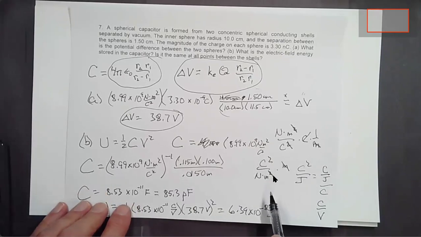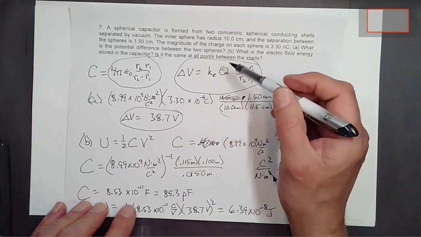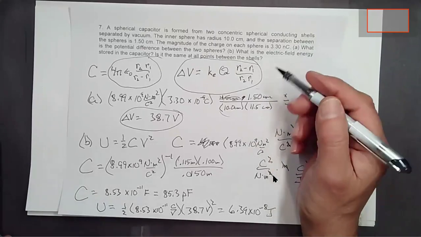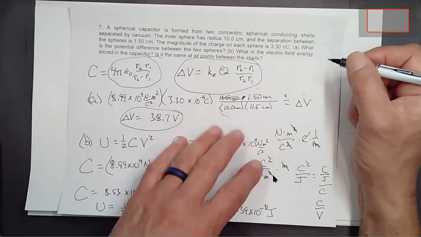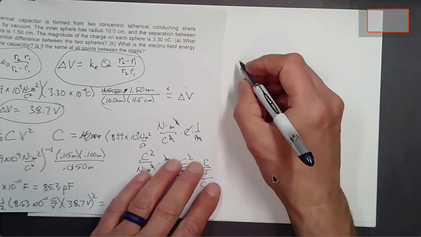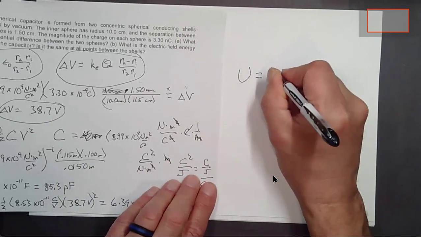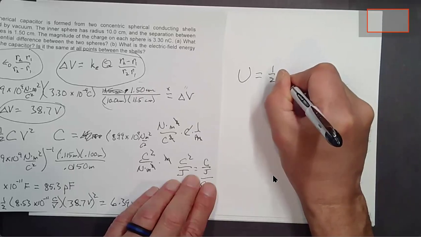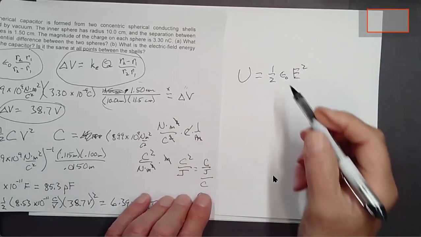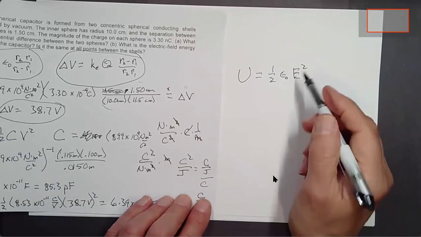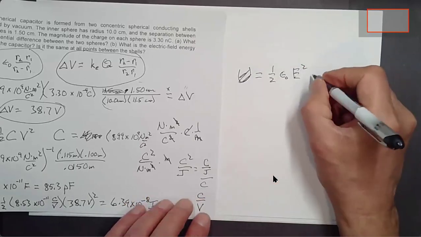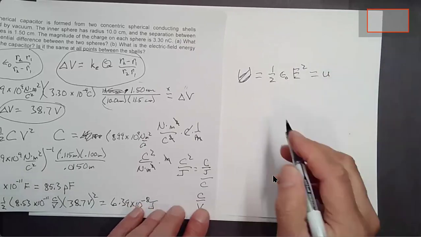Now, it asks, is the electric field energy the same at all points between the shells? And it's not. And that's because electric field energy stored in an electric field is 1/2 epsilon naught times E squared, where E is the strength of the electric field. And you could actually integrate this to figure out how much energy. Oh, wait, this is a lowercase u. This is the energy per unit volume.